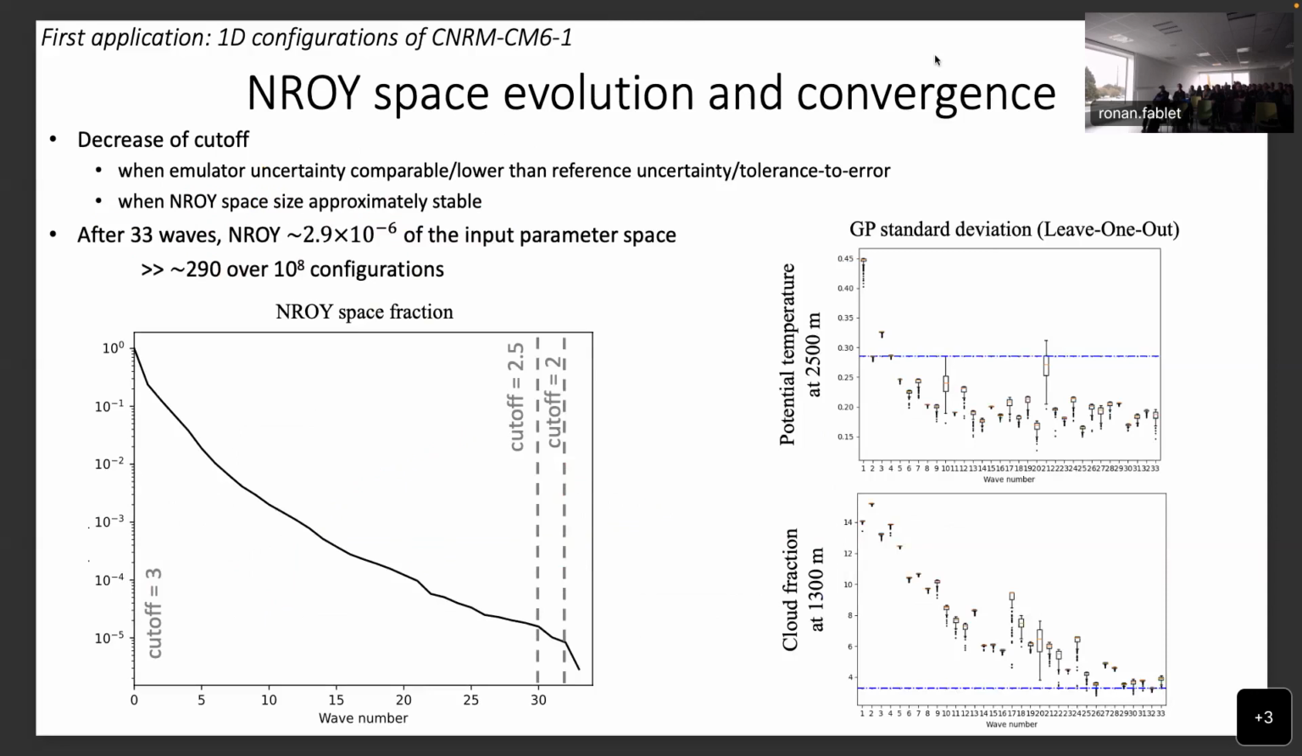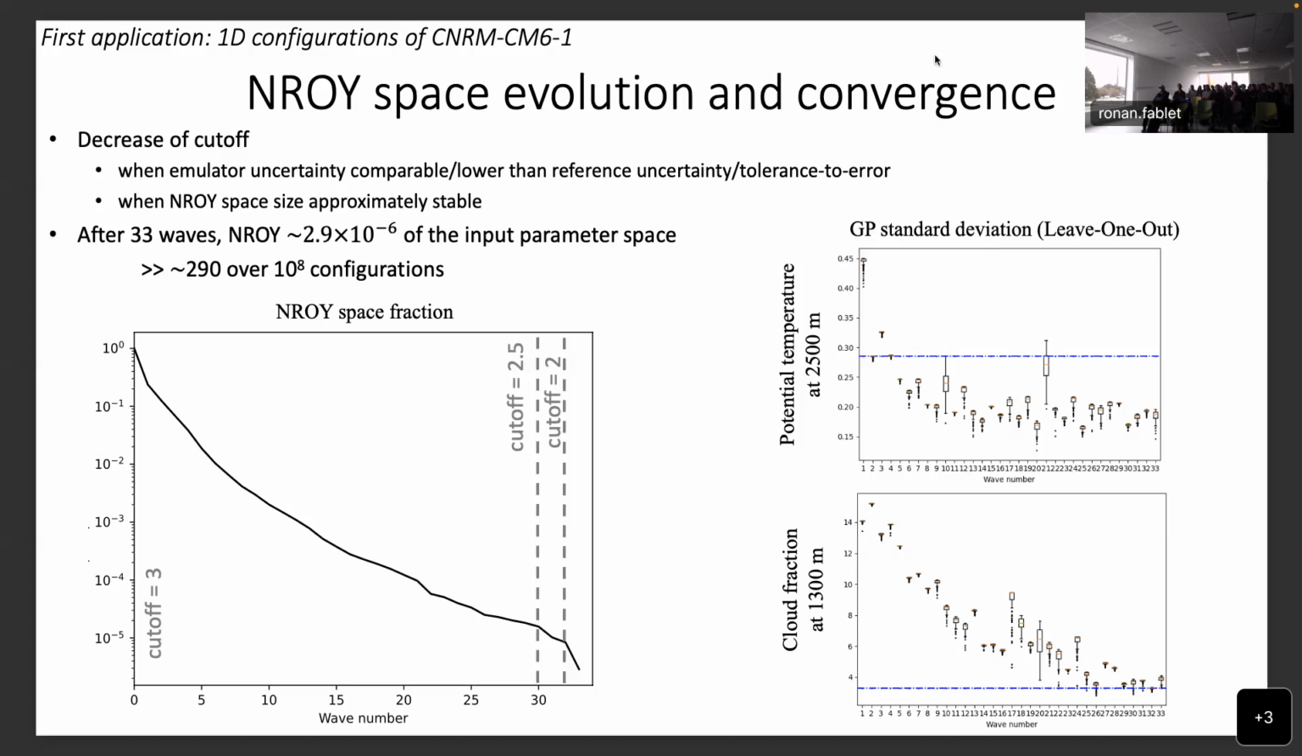So just a few words about the evolution of the not ruled out yet space and its convergence. So here you have the error space fraction of the input space. We see that we have reduced the input space by almost 6 orders of magnitude. So we start with a cutoff of 3, as I said, which is quite conservative. And when we think either that the uncertainty of the emulator is weaker than the tolerance to error of the reference uncertainty, we can reduce it, or because we think also that the size of the error space is approximately stable.